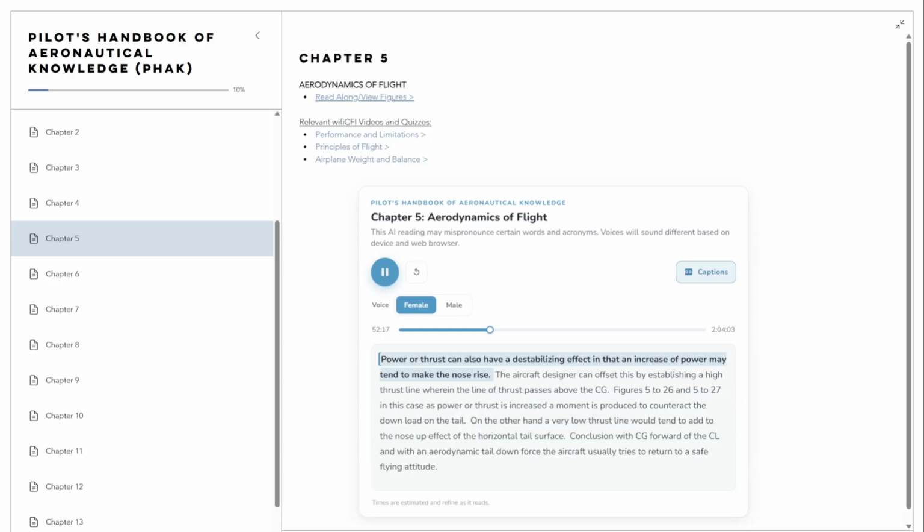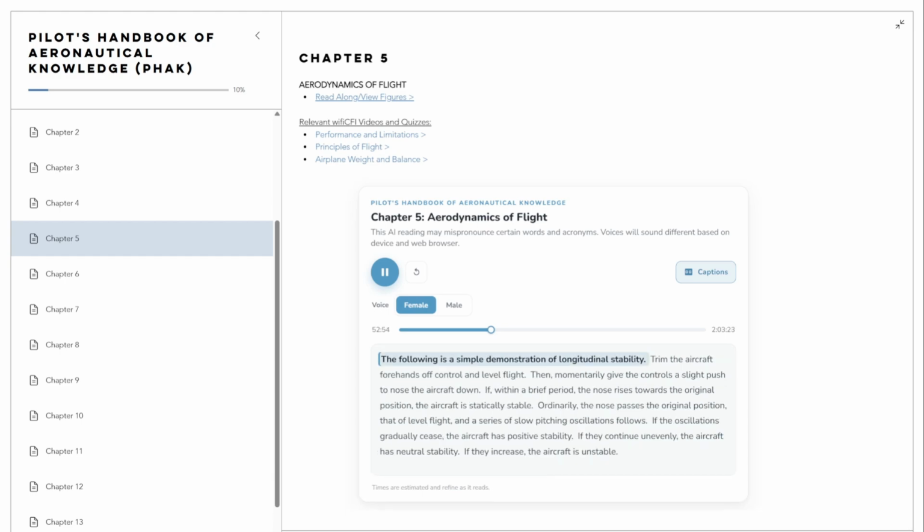Power or thrust can also have a destabilizing effect in that an increase of power may tend to make the nose rise. The aircraft designer can offset this by establishing a high thrust line wherein the line of thrust passes above the CG. Figures 5-26 and 5-27. In this case, as power or thrust is increased, a moment is produced to counteract the down load on the tail. On the other hand, a very low thrust line would tend to add to the nose-up effect of the horizontal tail surface. Conclusion: with CG forward of the CL and with an aerodynamic tail-down force, the aircraft usually tries to return to a safe flying attitude.